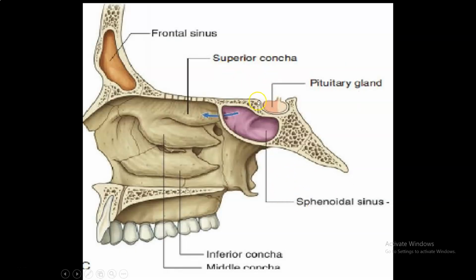This is the view of the sphenoid sinus, lateral view. This is the roof of the sphenoid sinus, posterior wall of the sphenoid sinus, floor. This is the ostium. Where is the ostium? It is in the sphenoethmoidal recess, medial to the superior turbinate, the superior conch.